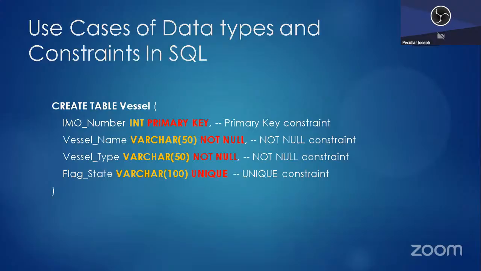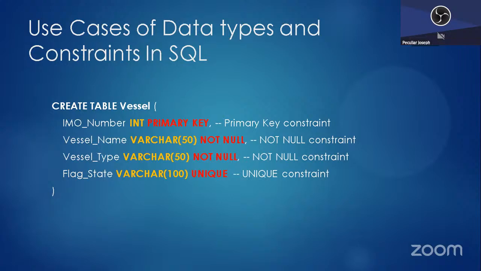So I want the name of my table to be vessel, so that's why I have this vessel here. I say create table vessel, then I open a bracket and start specifying the columns I want on my vessel table alongside their data types and their constraints. The first column on my vessel table is IMO_number.